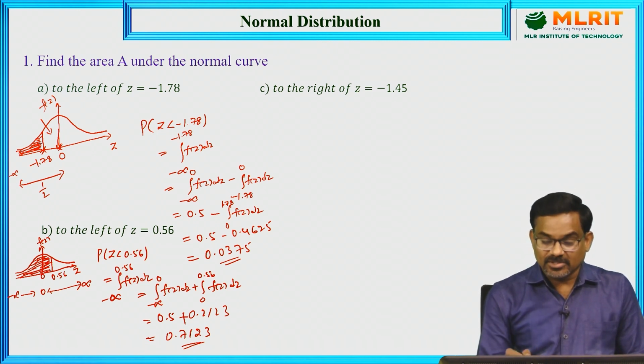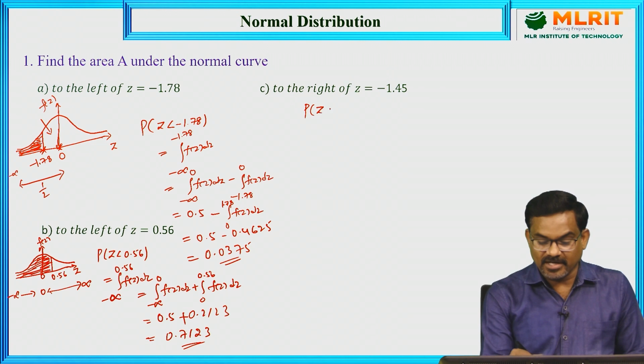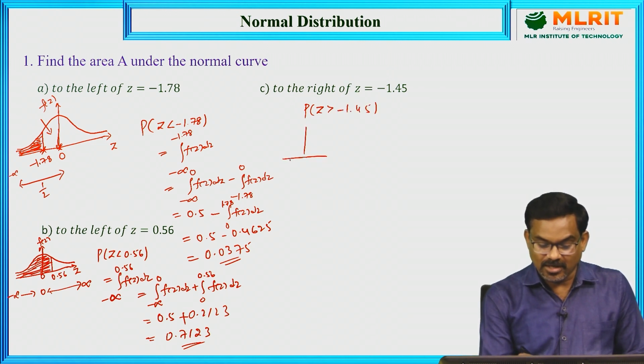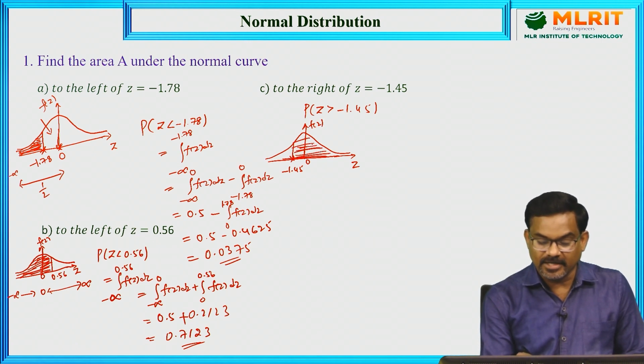Now coming to the right side area, to the right of z equal to minus 1.45. That means probability of z greater than minus 1.45. If you draw the rough sketch, it is a negative value. So here minus 1.45, 0, z, f of z. Now we need to calculate the area to the right side of this negative value.